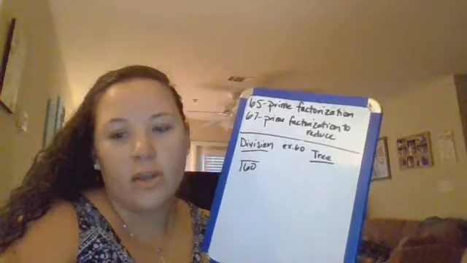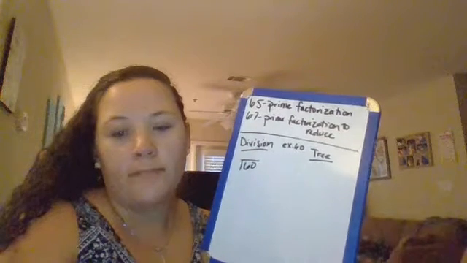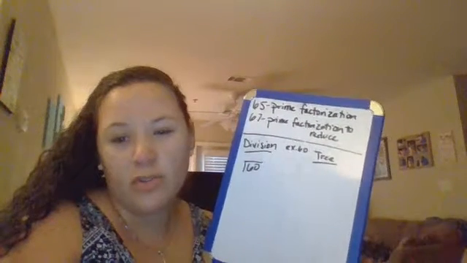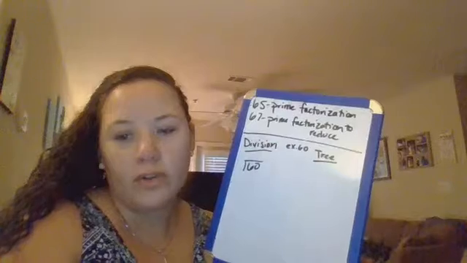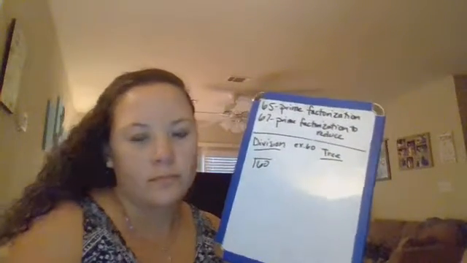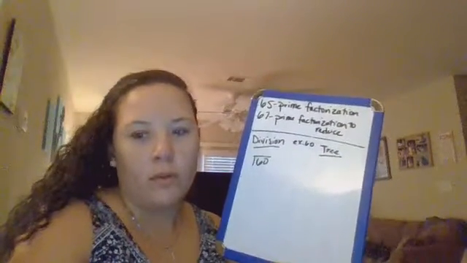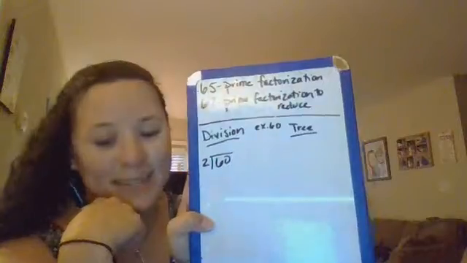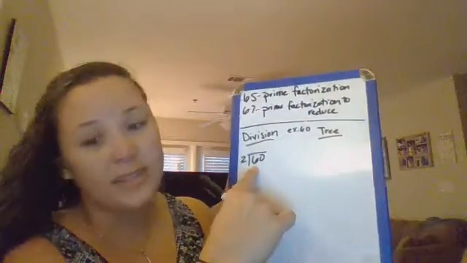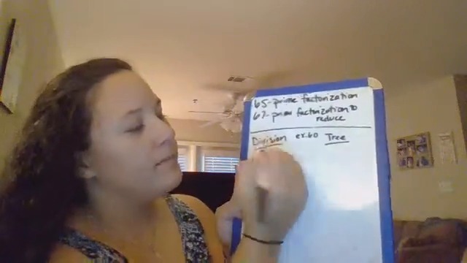So a good prime number to start with, or the easiest we could do, is 2. All right, so we're going to go ahead and get started though. So we have 2 divided into 60. And we know that 2 divides into 6 3 times, and then 0. So we have 30.